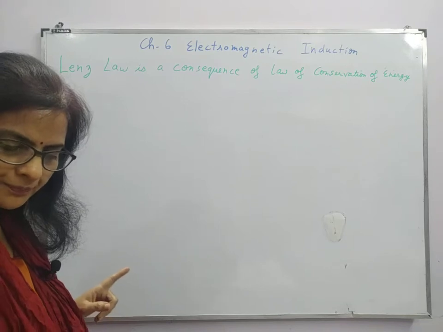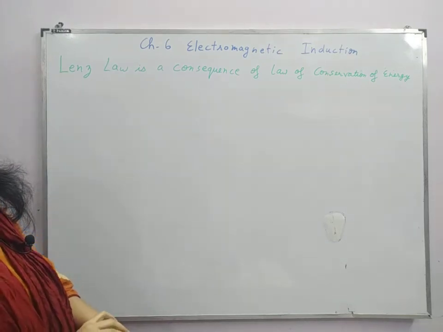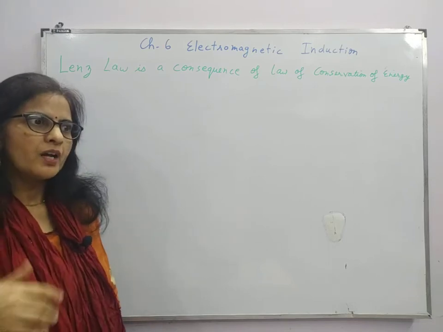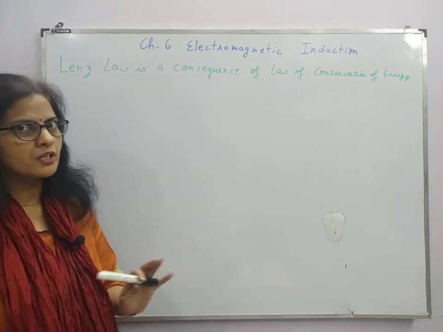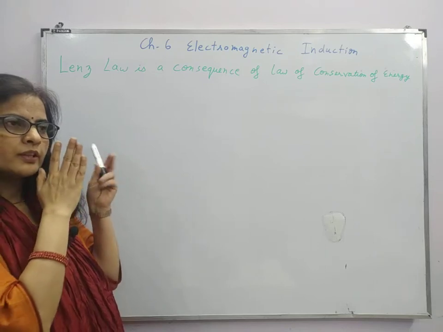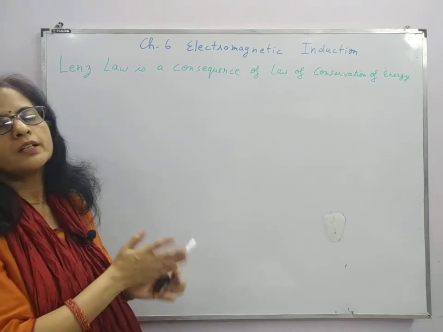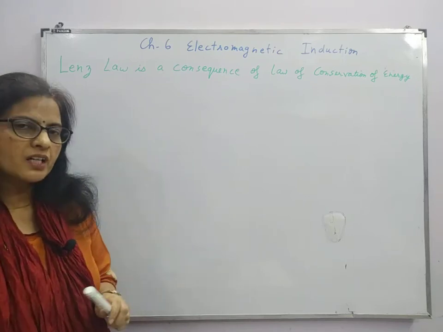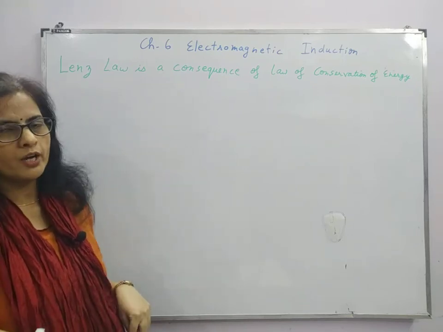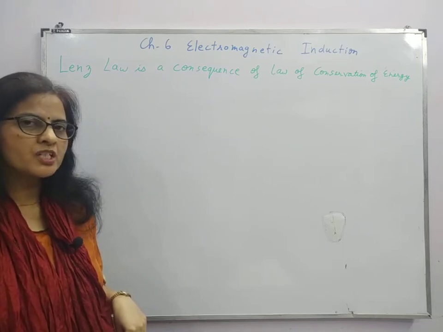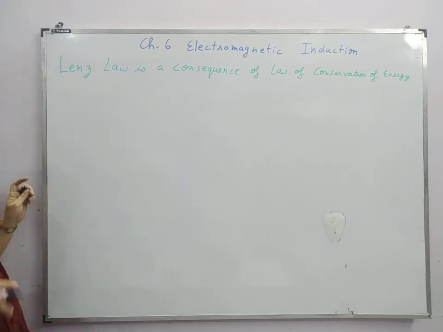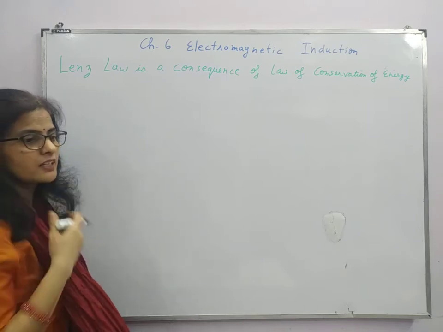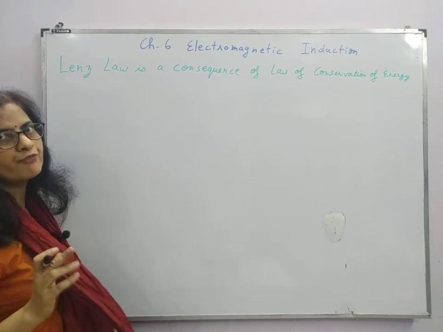We know that here, in order to maintain the motion, the magnet has to do some work against the opposing force of the coil. That mechanical work done by the magnet is converted into the electrical energy of the coil in the form of the induced current. So there is a conversion of mechanical energy to electrical energy. That's why we can say that it is a consequence of the law of conservation of energy.